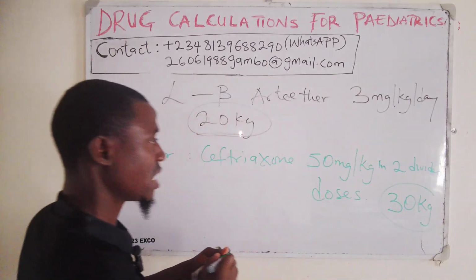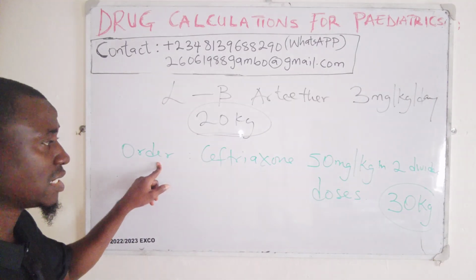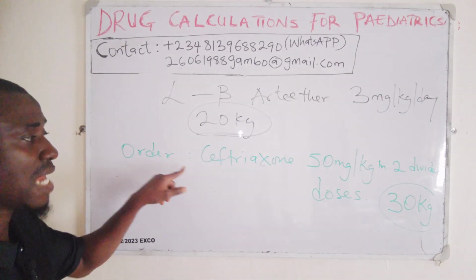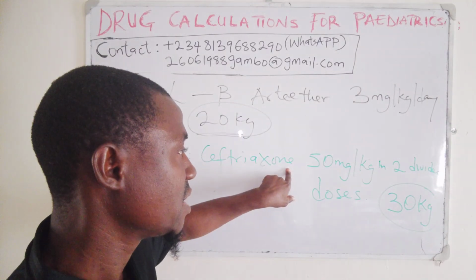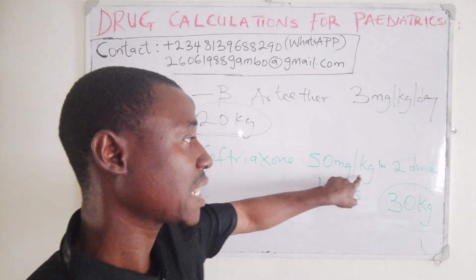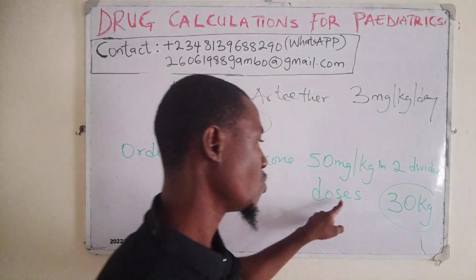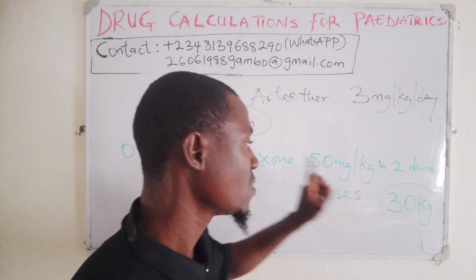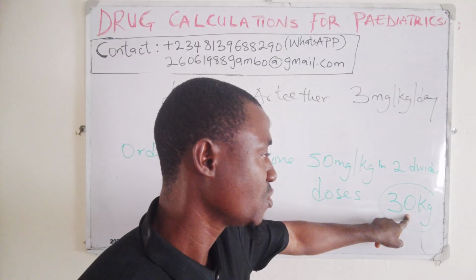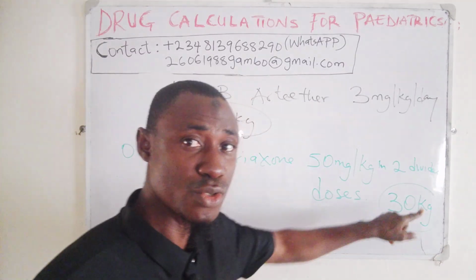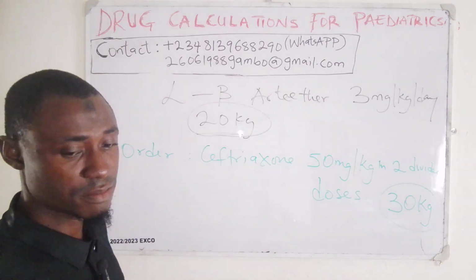So you have information like this. This is still an exercise. A drug was prescribed like this, and the drug is ceftriaxone injection, prescribed at the dose of 50 milligrams per kg, but this time around in 2 divided doses. So what will be the dose per administration? The weight of the child is given to be 30 kilograms. So use the first example that we have shown to do the calculation.